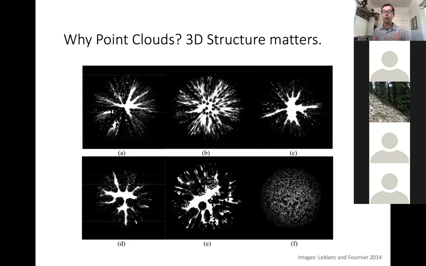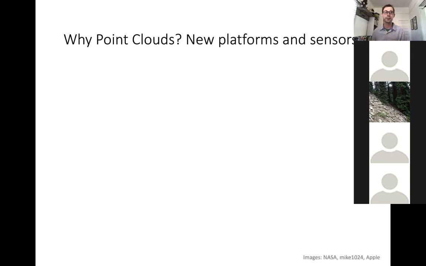And if you only have this sort of 2-dimensional information, you can do a moderately good job of predicting leaf area index. But if you pair this with 3-dimensional structure data from point clouds, then you can do a really good job of estimating leaf area index, and by point, also important functional properties of ecosystems, like how much they transpire, how much carbon they fix, et cetera. So 3D structure matters.